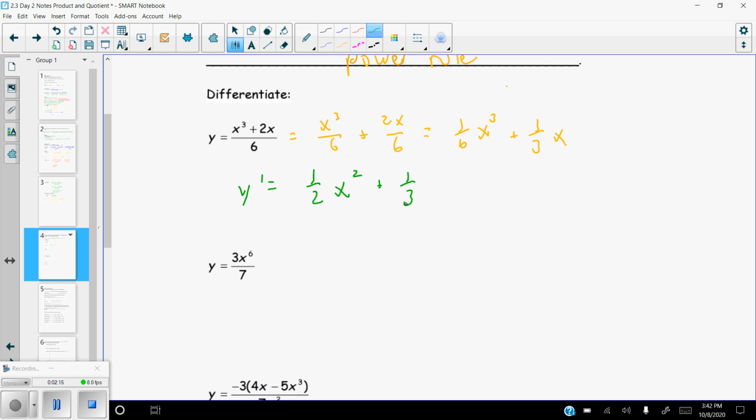Could you have done the quotient rule? Sure. Just remember that when you take the derivative of 6, it's 0. So when you multiply, times the top or whatever, just remember that you would need to do that.